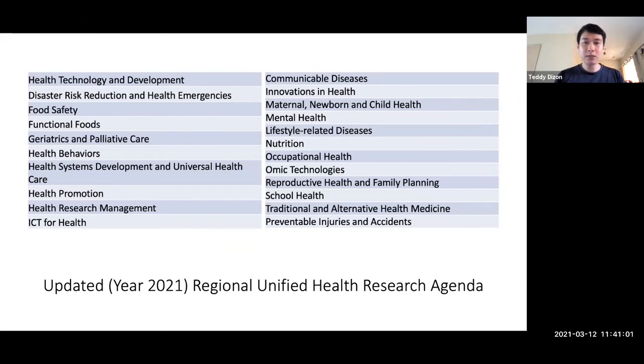Please launch the third poll. So for the third poll, for the same criteria for public health impact. Number 1, nutrition. Number 2, occupational health. Number 3, omic technologies. Number 4, reproductive health. Number 5, school health. Number 6, traditional and alternative health medicine. Number 7, preventable injuries and accidents. So all of this will be checked for the criteria of public health impact.